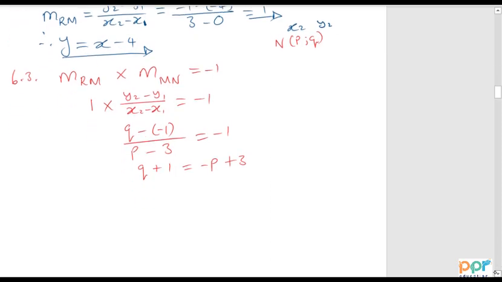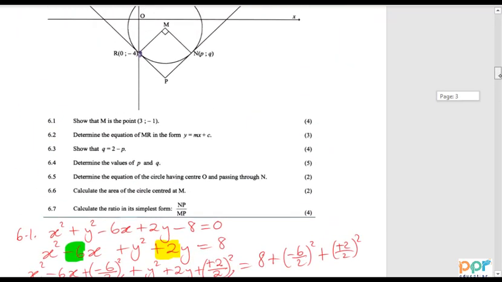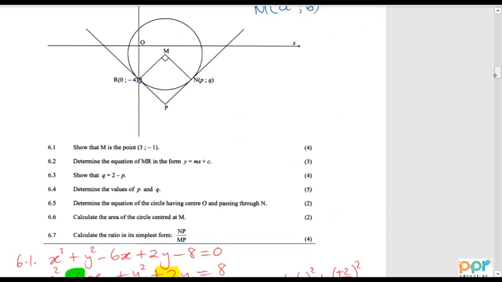Then they want Q, meaning Q is the subject of the formula, so I will transpose the positive 1 to the right hand side. So here it will be 3 minus 1, which gives 2, minus this P. So you have shown that Q equals 2 minus P. Then the next question says determine the values of P and Q.